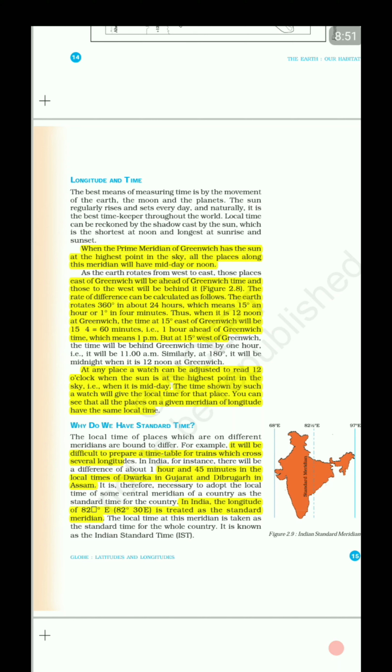Places to the east of Greenwich will be ahead of Greenwich time, and those to the west will be behind it. The rate of difference can be calculated as follows. The Earth rotates 360 degrees in 24 hours, so 15 degrees in 1 hour, and 1 degree in 4 minutes. Thus, when it is 12 noon at Greenwich, the time at 15 degrees east of Greenwich will be 1 hour ahead of Greenwich, meaning 1 p.m. And 15 degrees west of Greenwich would be 11 a.m., right? And similarly, 180 degrees east of Greenwich would be 12 at night, midnight, right?